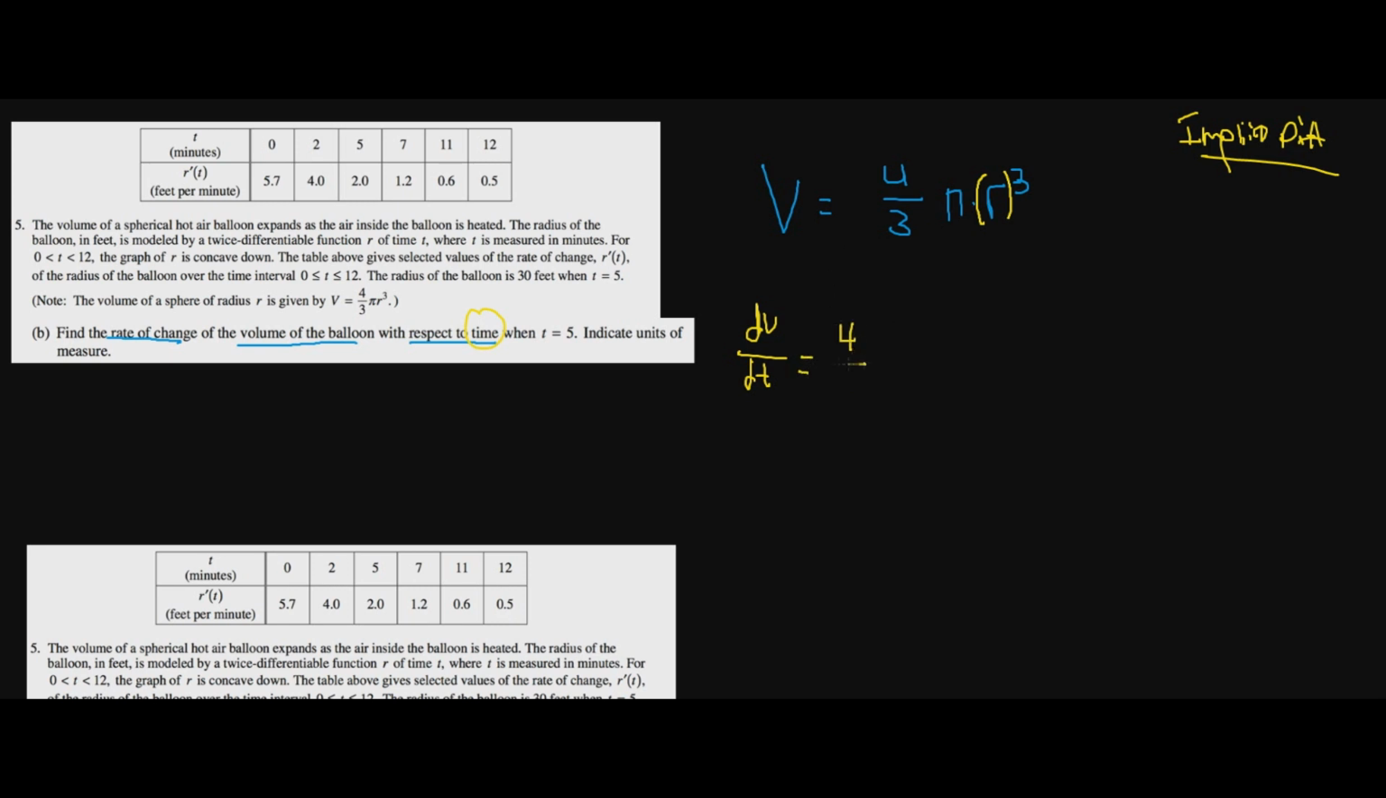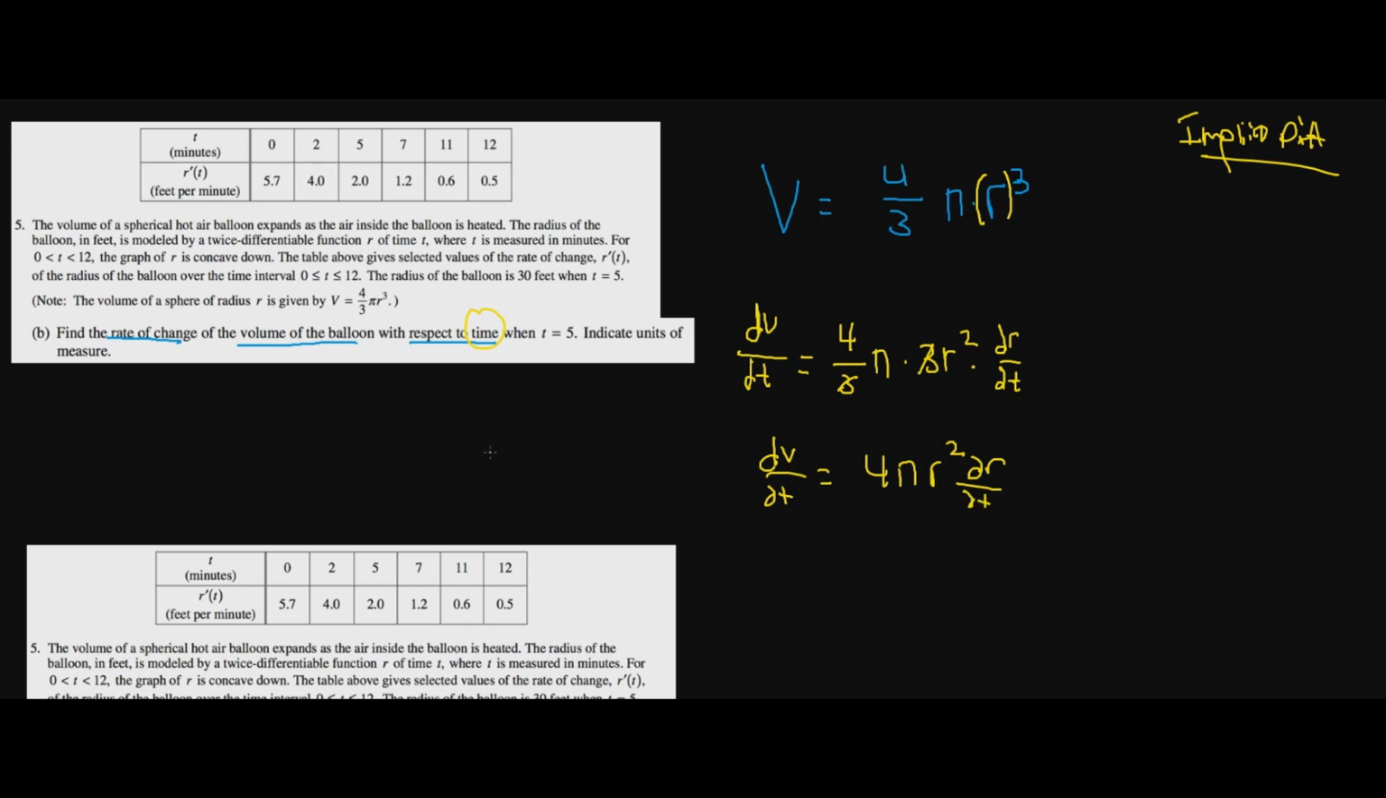4 over 3 pi. I'm just writing down what we know. What's the derivative of r to the third? This is going to be 3r squared. We ignore the inside, bring 3 down, subtract by 1. What's the derivative of the inside? The derivative of r is not going to be 1. Remember, this is with respect to time, so this is dr over dt. We're trying to find the rate of change of the volume, dV dt. The 3's cancel, and I get dV over dt is equal to 4 pi r squared dr dt.